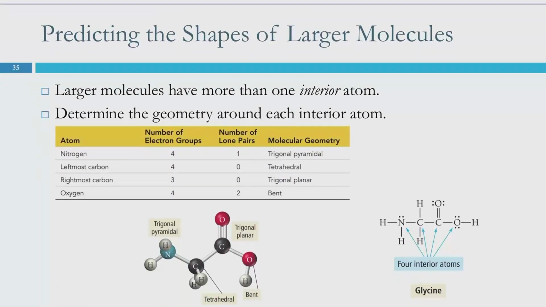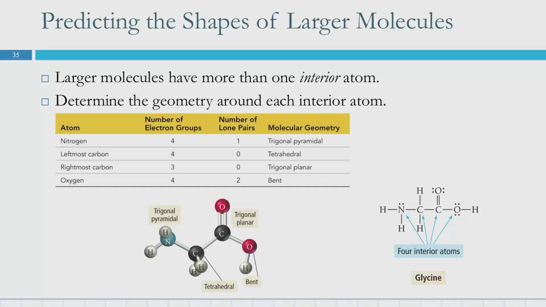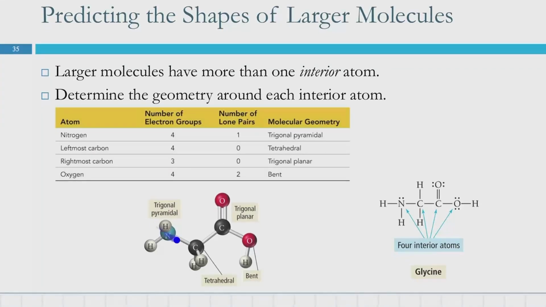We can also have larger molecules that have more than one interior atom. These are actually really common. For these, if we wanted to predict the shape, we can determine the geometry around each of the interior atoms. Typically, these are going to be easier. We're not going to see expanded octets, typically, which is great. So if we look at this molecule, we would look at our interior atoms.